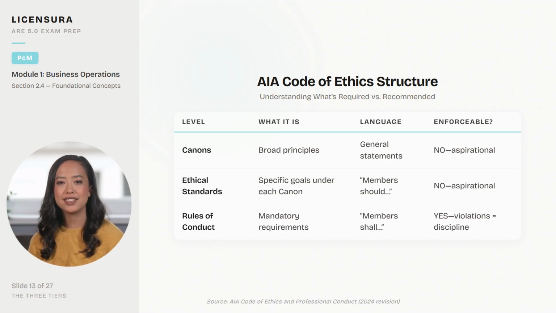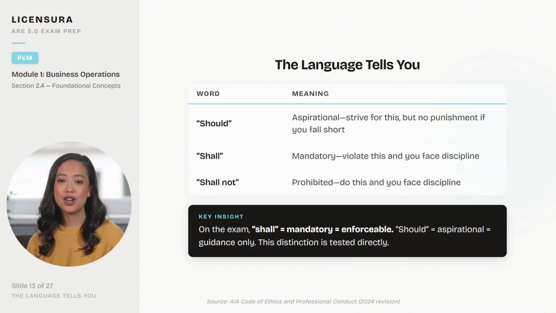The exam tests this distinction through language, so you need to pay close attention to the wording. When you see should, that means aspirational. Aim for it, but no punishment if you fall short. When you see shall, that means mandatory. Violate it and there are consequences. When you see shall not, that means prohibited. Do it and you face discipline.